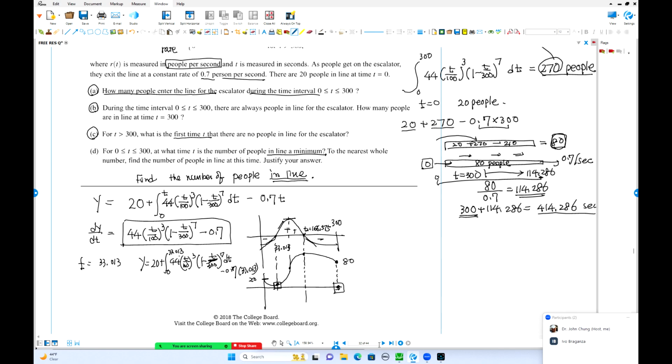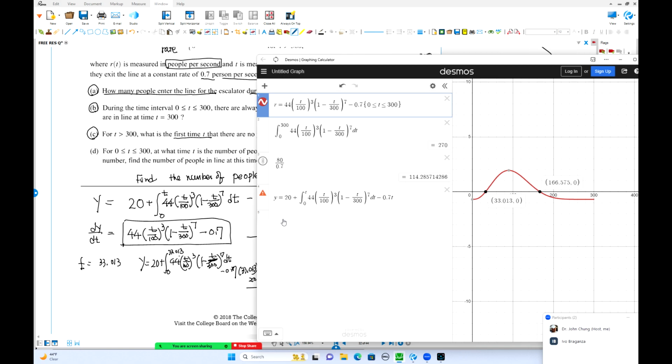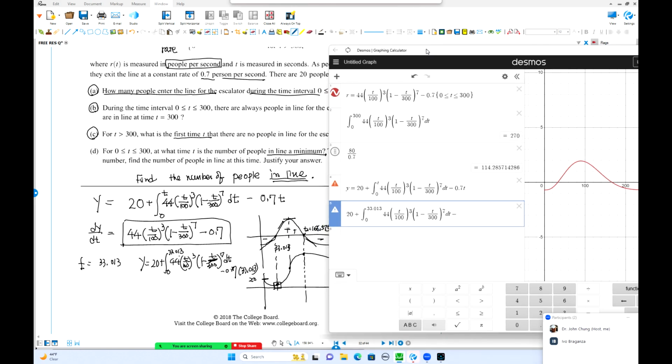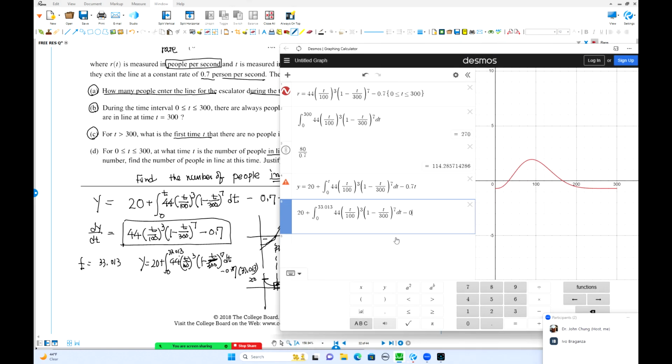Now put this number in there, we're going to check it out. Here, we can calculate 20 plus the integral of here. I'm going to use a copy of this, up to t from here. But this time t is 33.013, and finally minus 0.7 times 33.013. Are you okay with this?